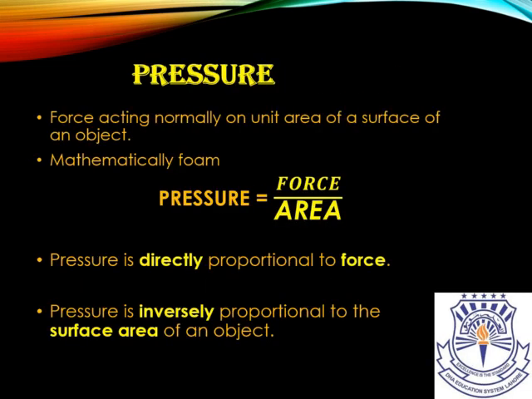Pressure, it's a main topic. Force acting normally on a unit area of the surface of an object is called pressure. The mathematical form is: pressure is equal to force per unit area. It's force over area. If you want to calculate the amount of pressure, you need force and you need area: how much force you are applying on the body and how much area it is covering. By dividing the force by the area, you get the pressure.